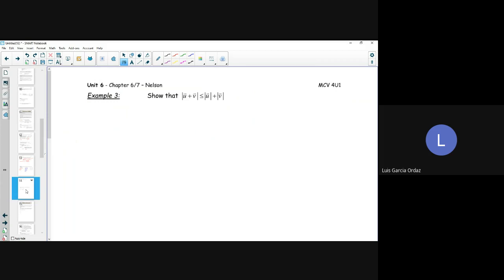So example 3 is a proof question. Yeah, that's fine, Mohammed. As long as they're equivalent vectors, that's completely fine. There can be multiple answers for the same question. So example 3, I want to show that the magnitude of u plus v is less than or equal to the magnitude of u plus the magnitude of v.